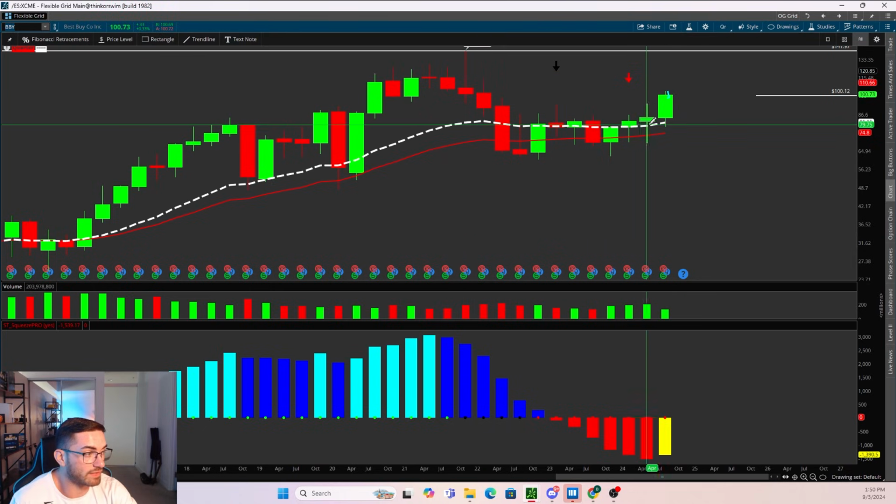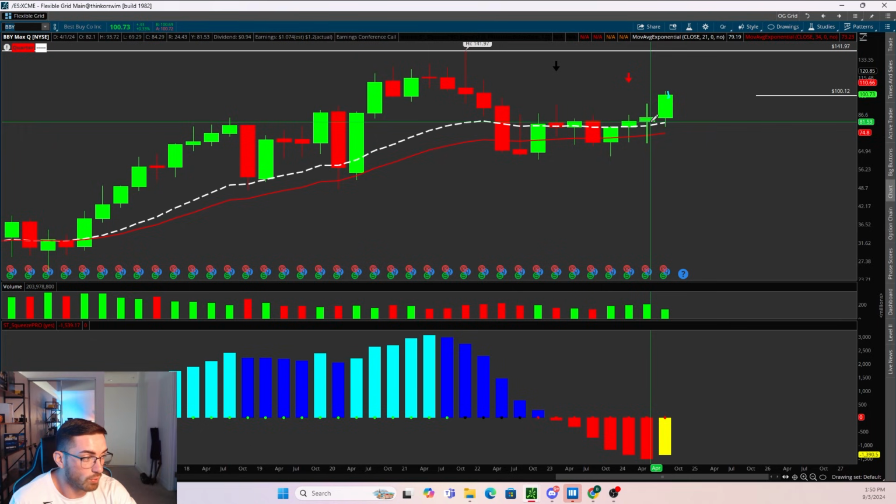Quarterly time frame, price is holding that quarterly 21 and 34 EMA. We have a squeeze. Yes, we have red momentum, but because we are constantly holding above the 21 and 34, there is a very high probability that that is going to go into yellow, and yellow is going to go into light blue, and the squeeze is going to fire up.